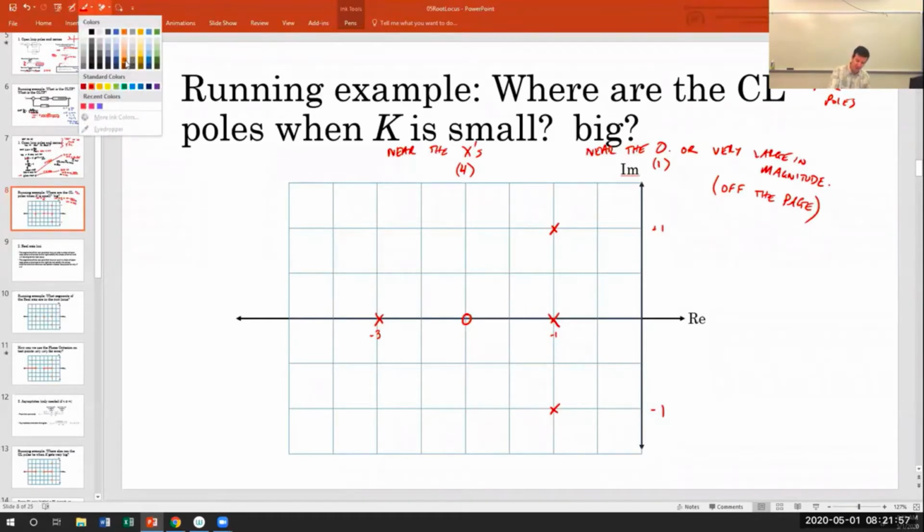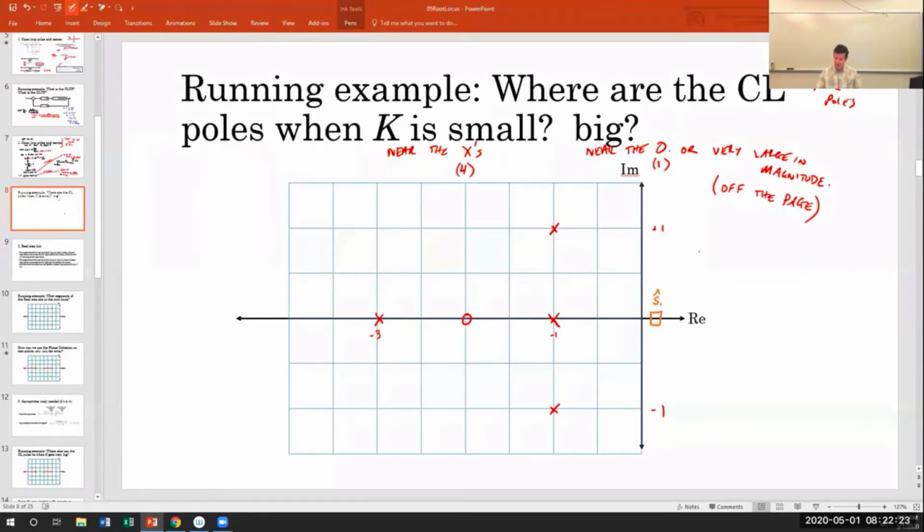So speaking of which, let's see if we can do a little bit more filling in where the closed loop poles can be. I would like to check whether this point, which I'm going to call S hat 1, could S hat 1 be a closed loop pole for some positive k? That's the question I want to ask and answer right now.